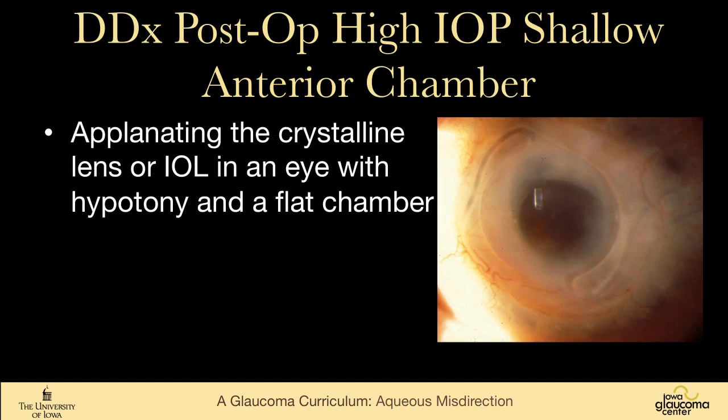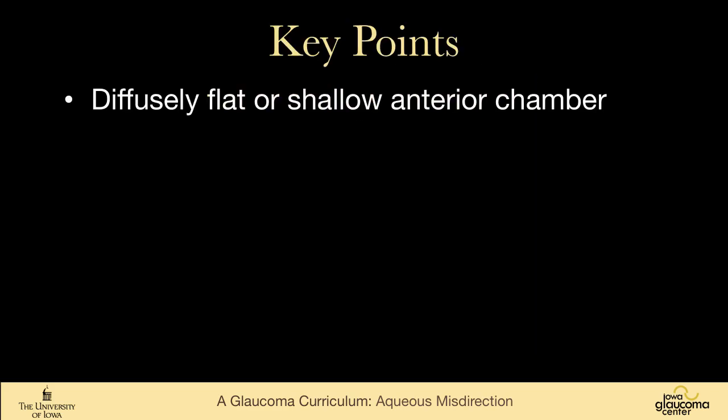The other thing to consider in your differential diagnosis of somebody who has a flat anterior chamber and you applanate them and get a very high pressure is that you're applanating the lens. So whenever you see somebody like this, you need to reach around with your index finger and just touch the globe and make sure that the pressure is not zero, because that's a little embarrassing, to be working them up for aqueous misdirection when actually they're hypotonous.